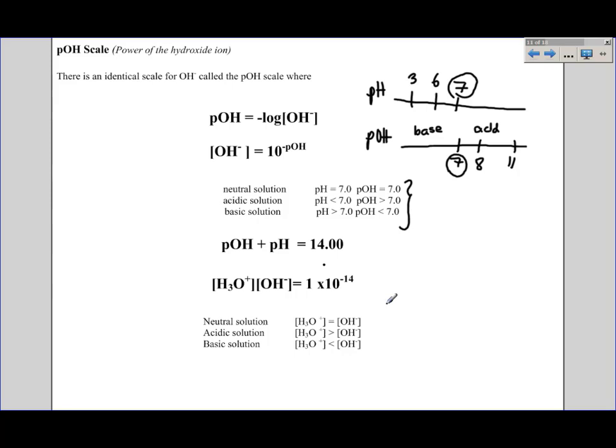Okay? And again, we want to rethink what we mean when we say a neutral, acid, or base solution. A neutral solution is one where the concentrations of the hydroxide and hydronium are equal. An acid solution is simply one where there's more hydronium than there is hydroxide. And for a basic solution, the hydroxide is in a higher concentration.